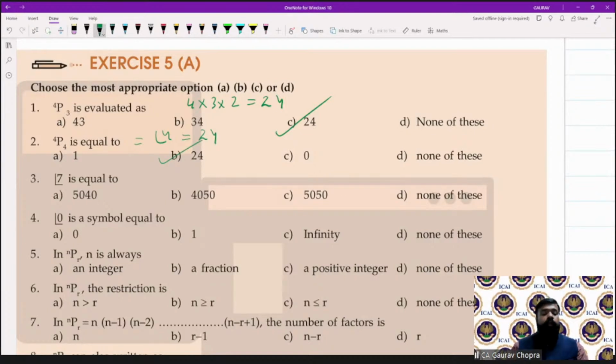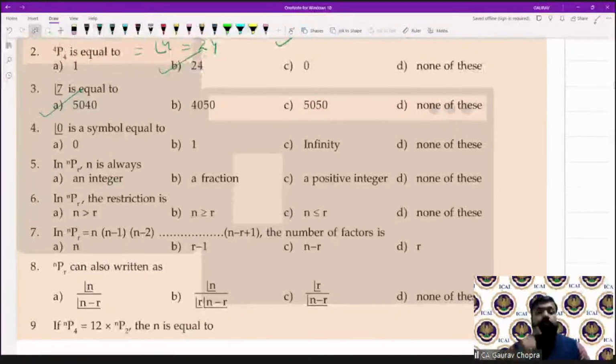Then we have the third one, factorial 7. So factorial 7 is simply 5040. We have already learned this. Factorial 0 is always equal to 1. In nPr, n is always an integer. Which integer, positive or negative? Of course, it will be a positive integer. So we have to select option number C.